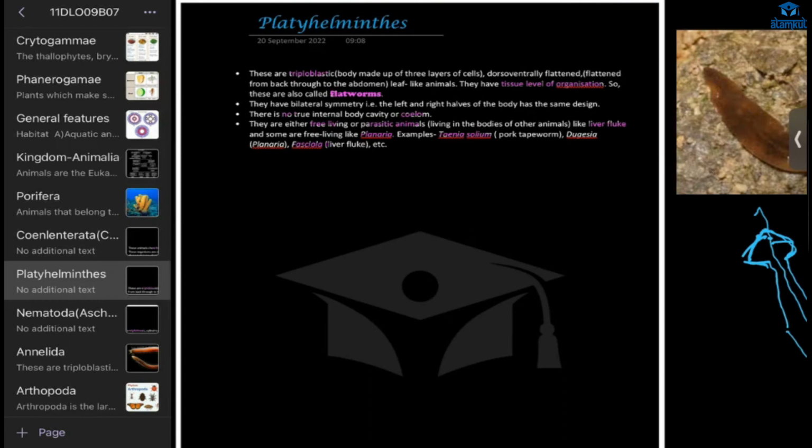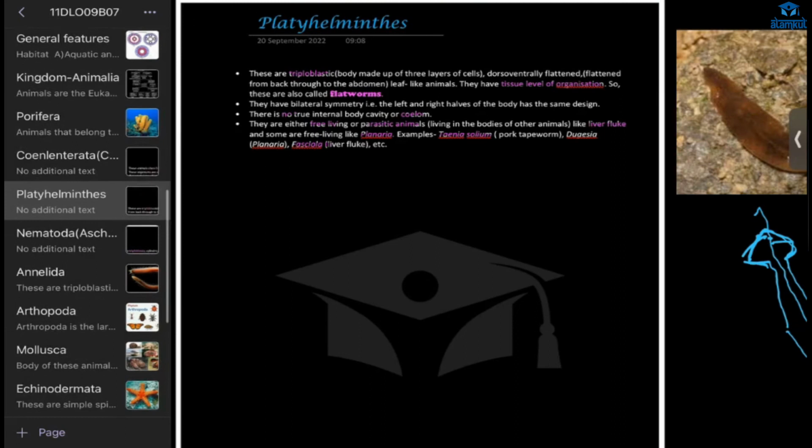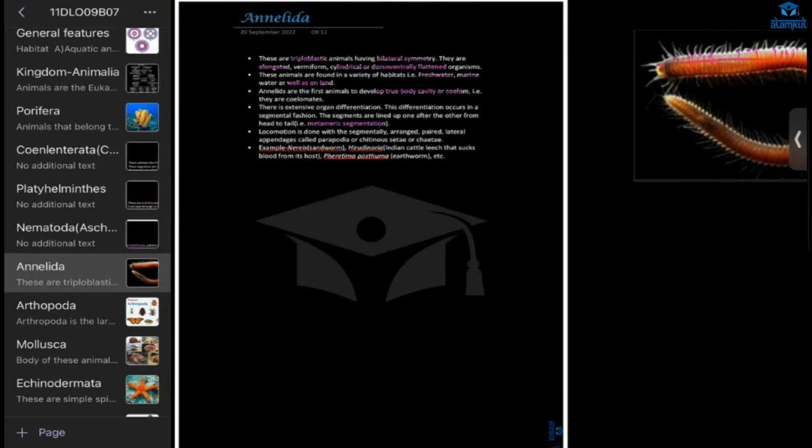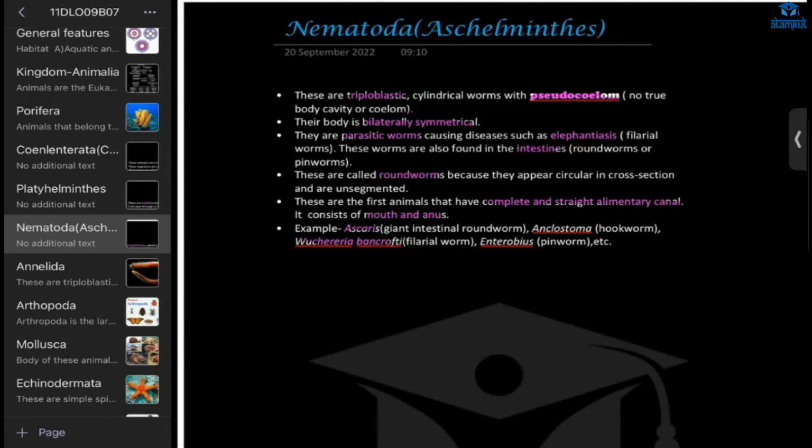Next, Platyhelminthes, flat worms. The worms fall into three categories: Platyhelminthes, Nematoda, and Annelida. All these three are worms, right? Platyhelminthes are flat worms. Nematoda are round worms. Annelida are segmented worms.